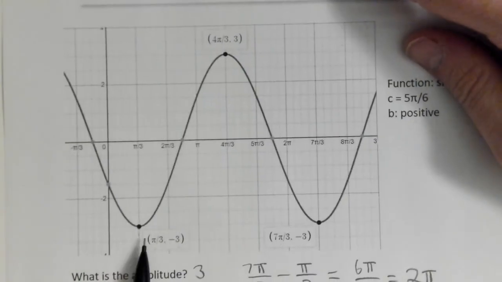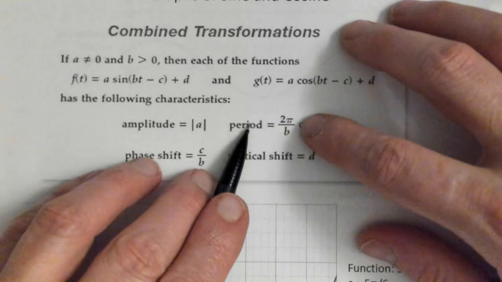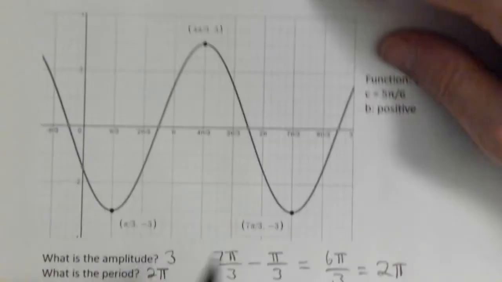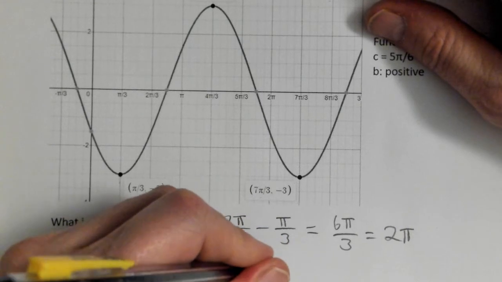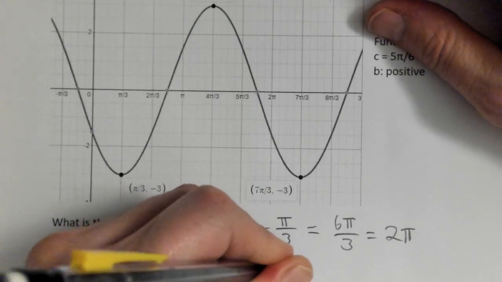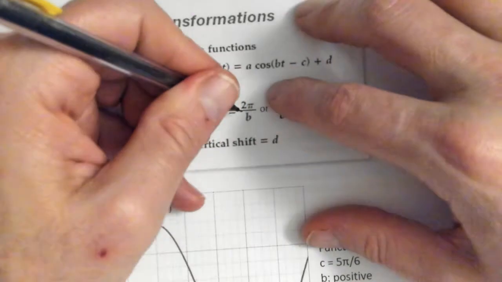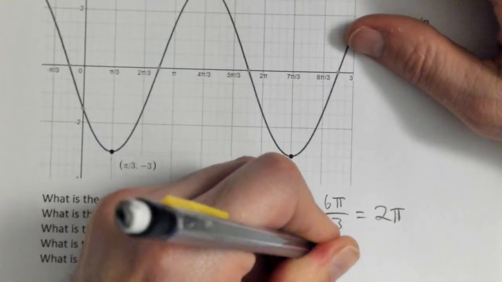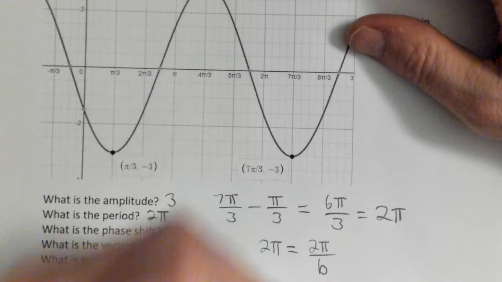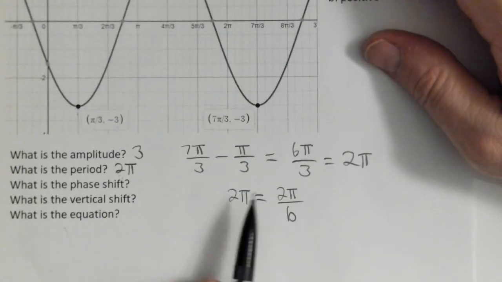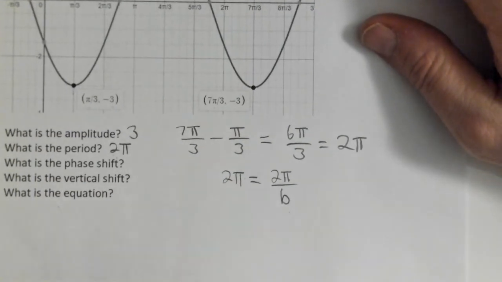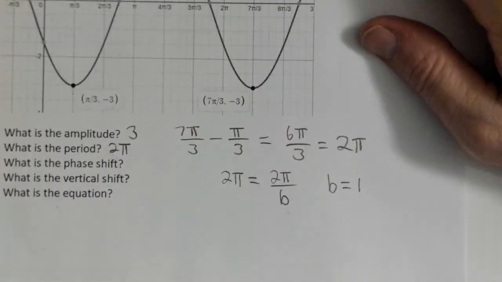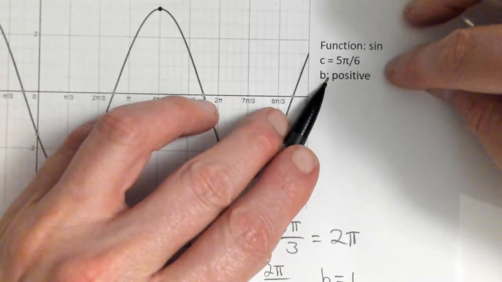So we've already counted here to here to see the period, right? So I know my period is 2 pi. I'll use this equation to solve for b. And so it would be the period, which is 2 pi, equals 2 pi over b. And so if 2 pi equals 2 pi over b, then b has got to be equal to 1. And we do know that it is positive 1, so we'll leave it at that.